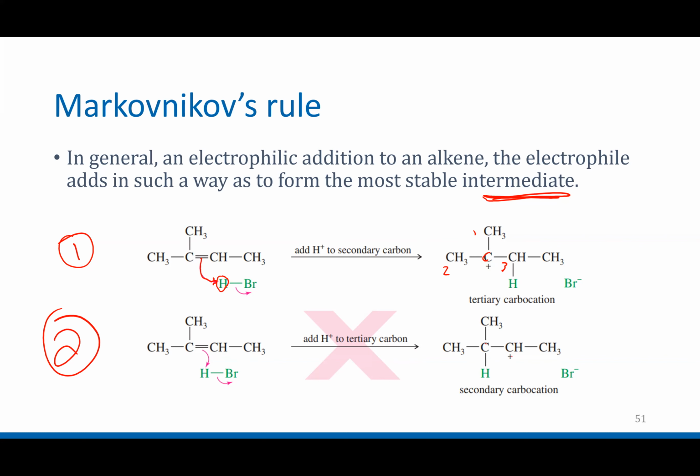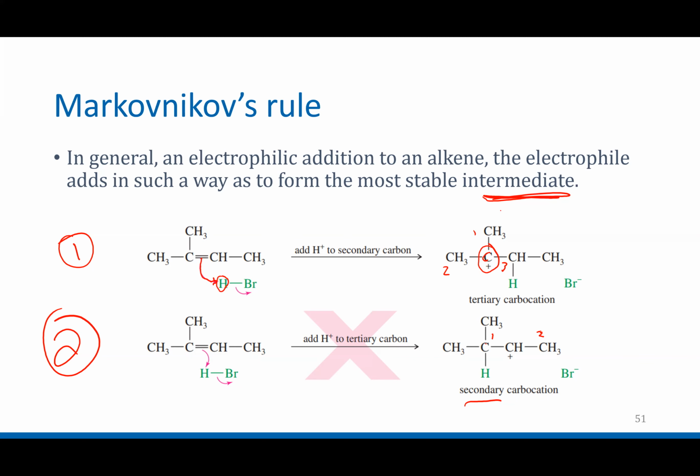And this carbon is secondary, meaning it's only bonded to 1, 2 other carbons. So the reason Markovnikov's rule happens is the intermediate, before the reaction finishes, when the double bond breaks and grabs onto the hydrogen, it's more stable to have the carbocation, this positive carbon, as tertiary.